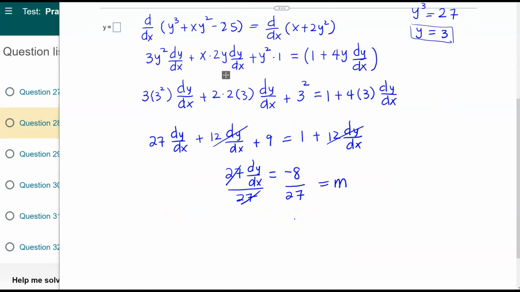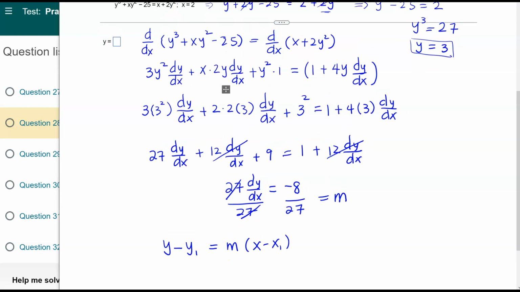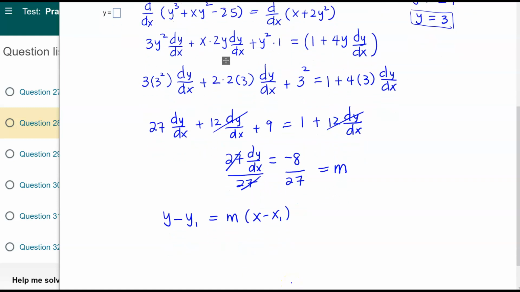Now that we have a slope, we can now proceed and use the equation of the line to find the line. You can use this equation, y minus y sub 1 is equal to m times x minus x sub 1. Now again, our y here is 3. Our x was 2. So we will plug in those values here. So y minus 3, that's your value of y, and the slope will be negative 8 over 27 times x minus, your x was 2. Then you simplify, okay?